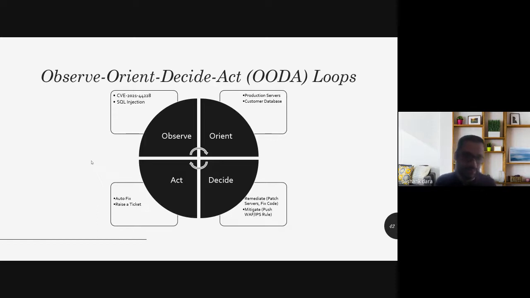The acting can be, is there a way to go and auto fix it? Or should I raise a ticket so that the IT administrator would go and patch the server, or the developer should go and fix that vulnerability in the code, right? So this is a very simplistic model of addressing the vulnerabilities that are of high risk in some sense, right?